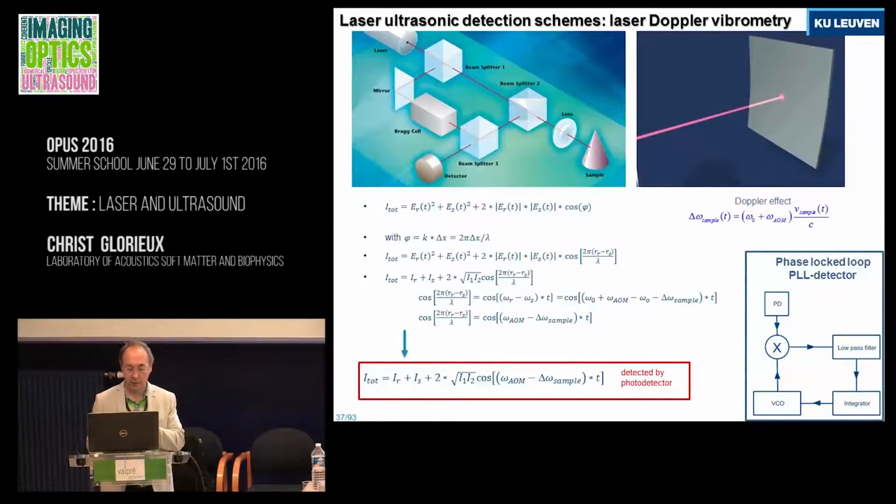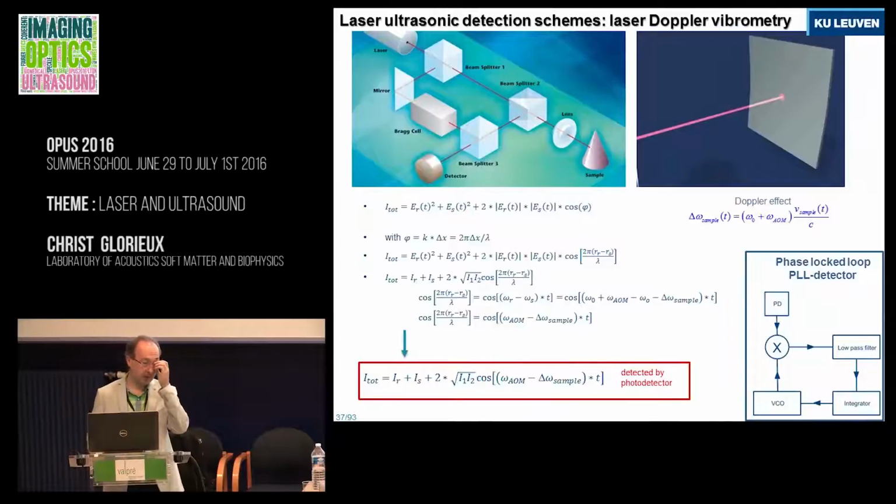To do that, people are using a phase-locked loop, which is actually an electronic oscillator which tries to follow the frequency of the electronic signal. It just consists of a multiplier, low-pass filter, and integrator. So it's quite simple, and it tracks the frequency. In this way, you are tracking the velocity of the sample.